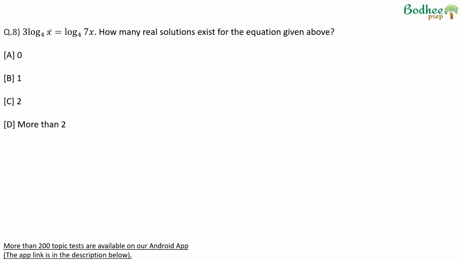Log of x to the base 3 times log of x to the base 4 is equal to log of 7x to the base 4. How many real solutions exist? This can be written as log of x cube to the base 4, taking 3 at the top, is equal to log of 7x to the base 4, which means x cube is equal to 7x, which means either x is equal to 0 or x square is equal to 7. How many real solutions? x is equal to 0 or x is equal to plus minus root of 7.